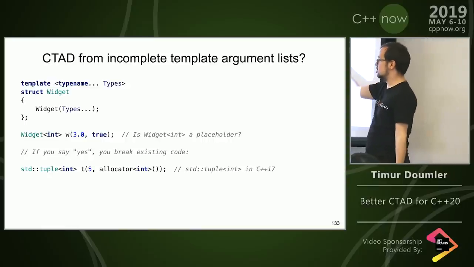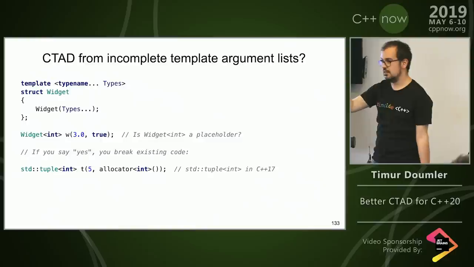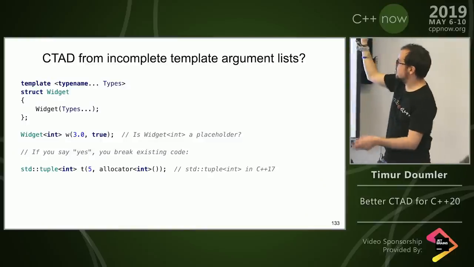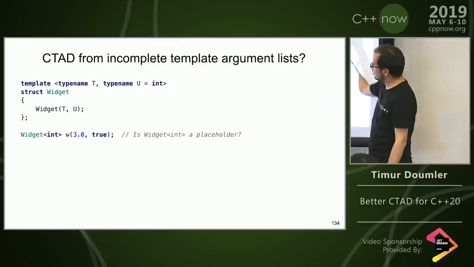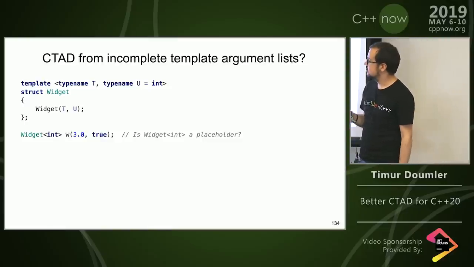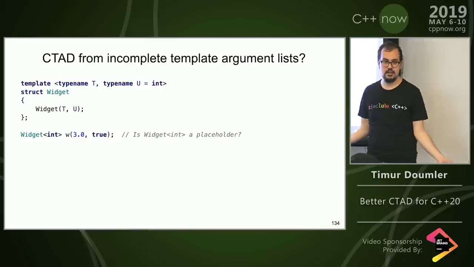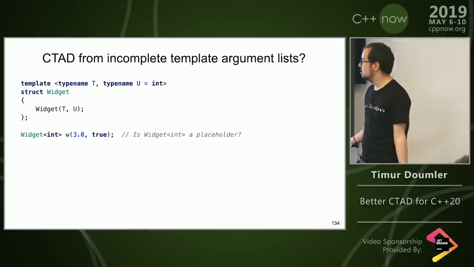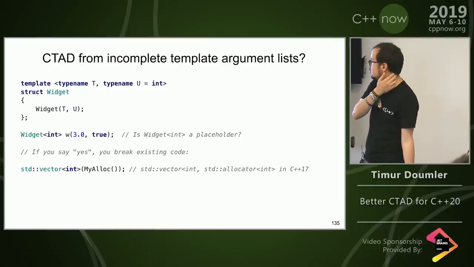You could say it's ambiguous, or you could say we're not going to do this for variadic templates. That's the even easier solution. OK, if you have variadic templates, not going to do this. But there's another case. Well, if you have a default argument here, is this a placeholder? Again, it's not clear. We have to decide, yes or no. If we say yes, again, you break existing code.